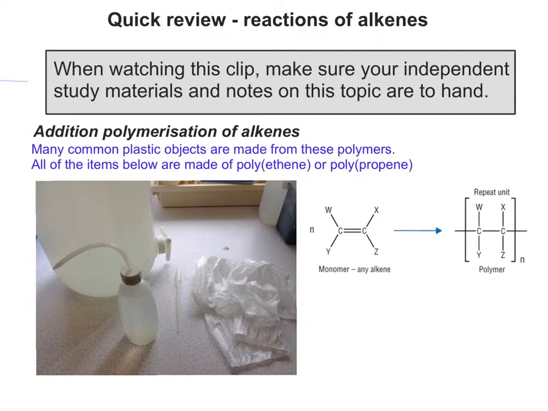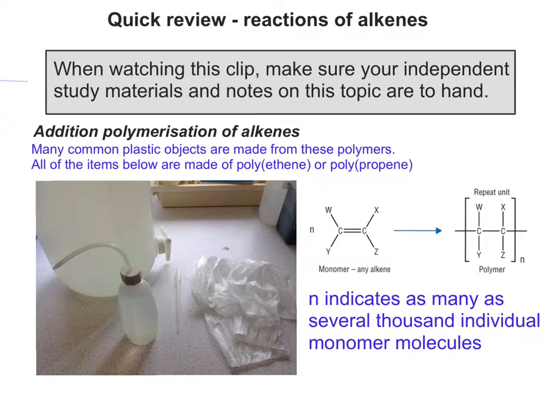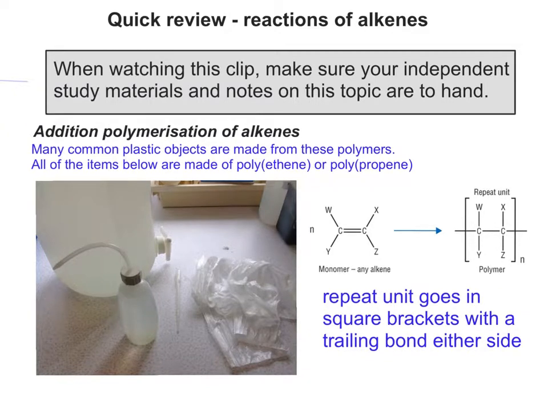There's a certain convention we use to write out the process or the equation by which a polymer is made. n can stand for any number, so it could indicate up to several thousand individual monomer molecules. The monomer can be any alkene, so our monomer is our building block of our polymer. And you'll notice that the polymer is a repetition of the same unit over and over again. So the repeat unit is placed within square brackets. And we put a trailing bond either side, sticking through the square brackets, because they indicate the join between one repeat unit and another.